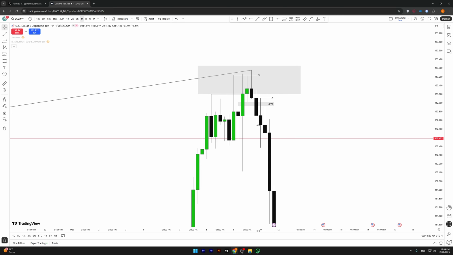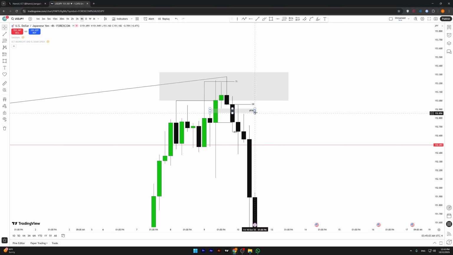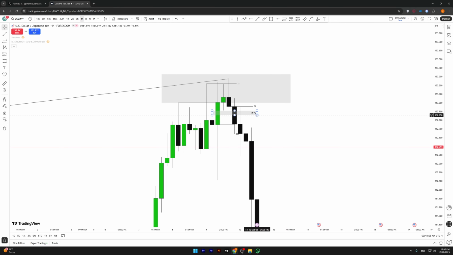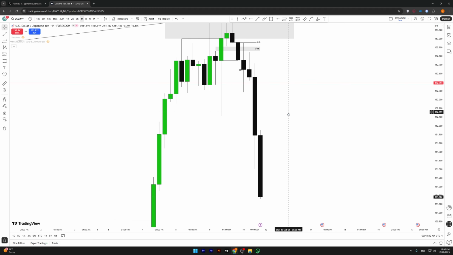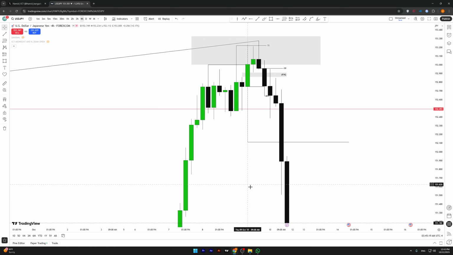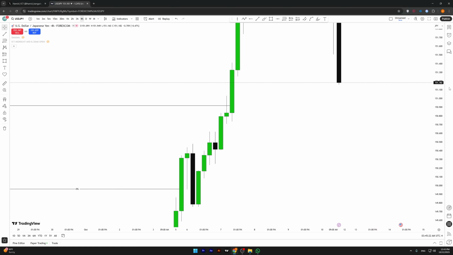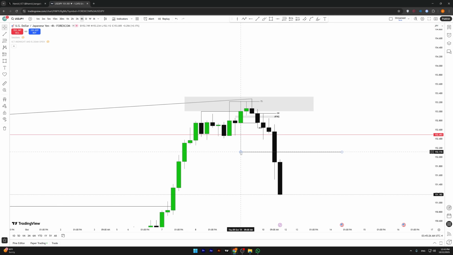But again I waited for more confirmation. I waited for an IFEG or FEG to be created. So price first created this FEG and then violated this FEG, giving us an inversion fair value gap. So this becomes your IFEG. This is another confirmation that price is likely to move to the downside, and this was my target, because this is the first low, and we have another low which is this one. So that's why I set my target at this low.